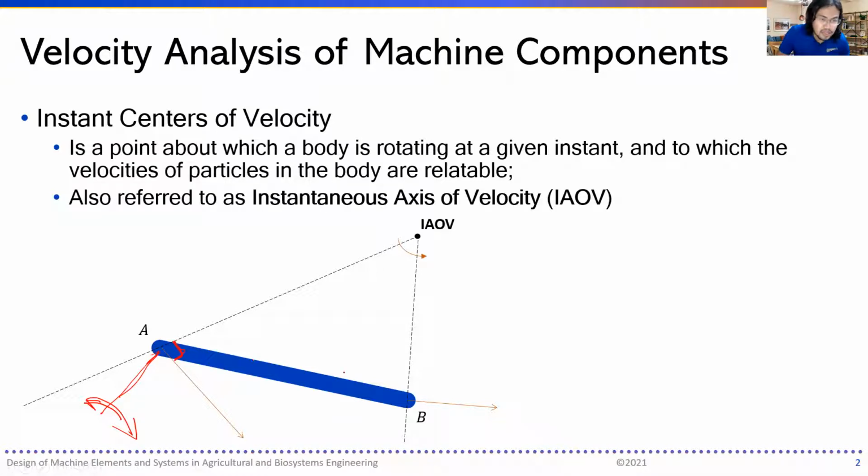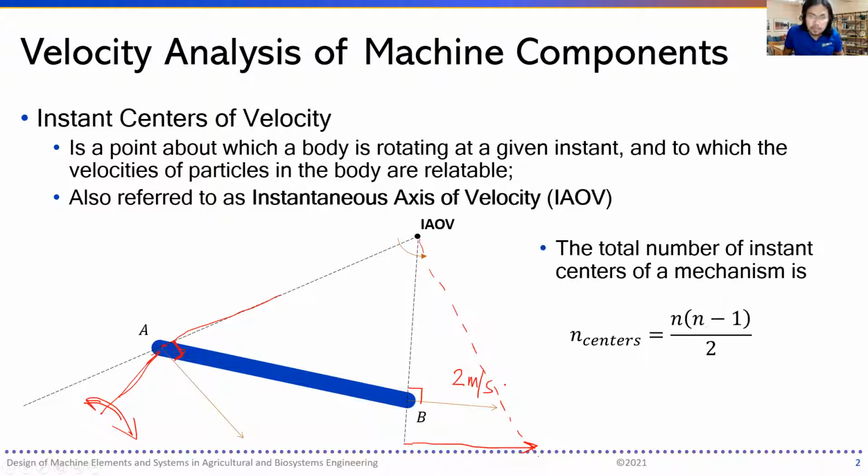Should be corrected, but this should be 90 degrees, and this one should be 90 degrees, and projecting those 90 degree lines from both velocities would lead to a point that is now the IAOV. Now, for example, if the velocity of A is unknown, but you know this velocity, for example 2 meters per second, then VA could be projected along this line and its velocity could be known based on this IAOV. So it's perpendicular.